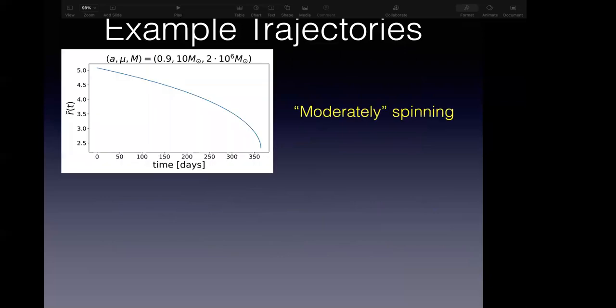we're dealing with, say, a moderately spinning black hole. So I was looking here at a 10 solar mass black hole falling into a 2 million solar mass black hole with a spin of roughly 0.9. And you can see that the radial coordinate typically monotonically decreases as a function of coordinate time until the ISCO is reached. Okay, and it follows this sort of square root of t behavior.